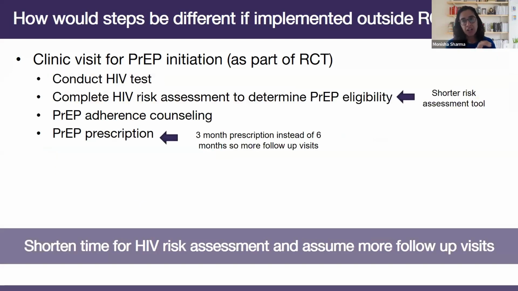And then when you're costing in an RCT, you often want to know how the intervention itself might be administered differently if it were outside of a clinical trial setting. So perhaps if it were implemented by the Ministry of Health, there might be a shorter risk assessment tool, or perhaps PrEP prescription dispensing would be every 3 months. You'd have to come back every 3 months, instead of the study getting an exemption and providing PrEP every 6 months. So in that case, you would shorten the time for risk assessment and then assume more follow-up visits.